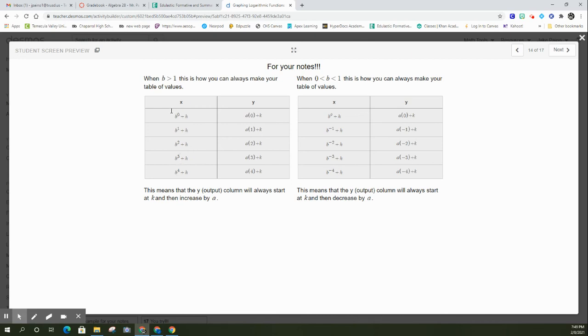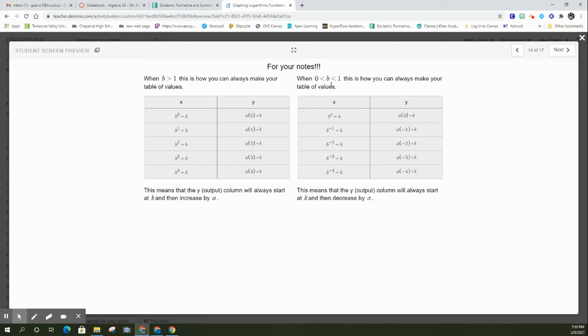And then your y values will always be a times 0 plus k, a times 1 plus k, a times 2 plus k. So the k is always there, and it's just going up by a every time. Your output column will always start at k and then go up by a. Because a times 0 is always just 0, so this first one's always just k. And then 1 times a is a, so it went up by a. Now there's two a's instead of one a. Now there's three a's. Hopefully that makes sense.